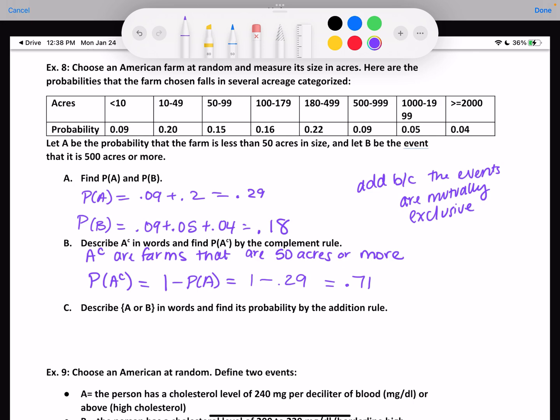Acreage wise, what are we looking at? If I'm looking at A or B, everything. A is less than 50. Anything less than 50 or anything greater than 500. Greater than 500.